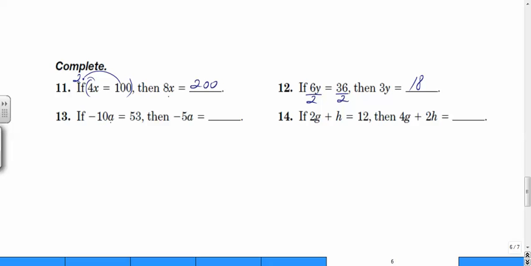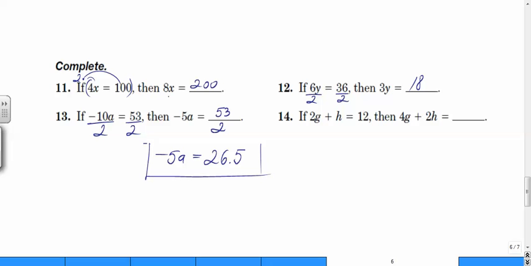If negative 10a equals 53, then negative 5a equals what? Well, it will be half of that. It will be 53 over 2. If you want to find it, you can divide it. Negative 5a will be what? 2 goes into 5 twice, 2 times 2 is 4, out of 5, 1. 2 goes into 13, 6 times. And 2 goes into 10, 5 times. So you can say that negative 5a equals 26.5.